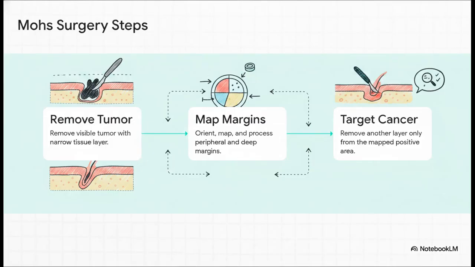So how does Mohs actually pull off this continuous map? It's basically a real-time feedback loop. First, the surgeon removes the visible tumor along with a very narrow layer of surrounding tissue. Next, that exact specimen is oriented, color-coded, mapped to the patient's wound, and processed so the entire edge can be evaluated under a microscope. And third, this is the real magic of the feedback loop. If cancer remains, the map tells the surgeon exactly where. They go back and remove another layer only from that specific mapped positive area. That's why Mohs is famous for being both margin-controlled and tissue-sparing.